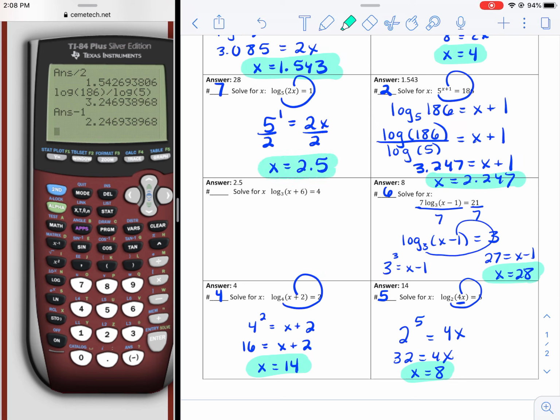Okay, so the key to solving a log equation is to change it to exponential form. Get the log by itself, change it to exponential form. Okay, so 2.5 is going to be number 8. This is the final problem.